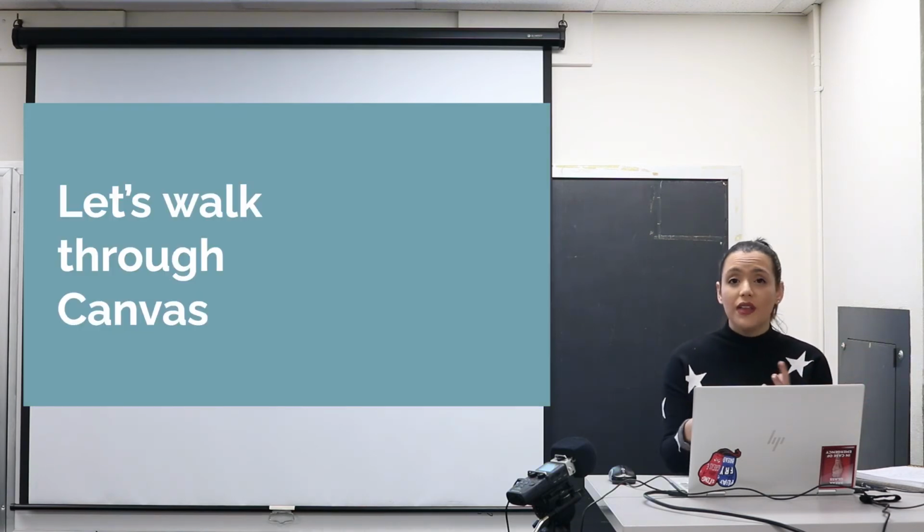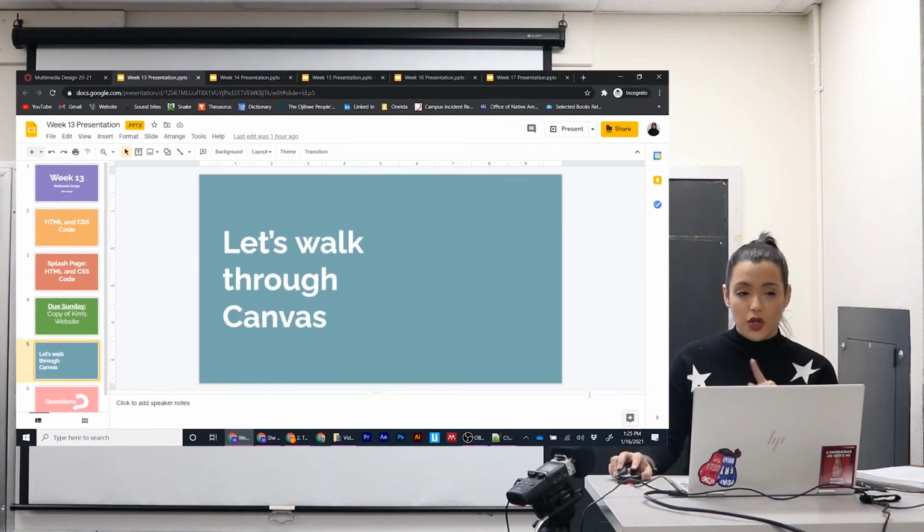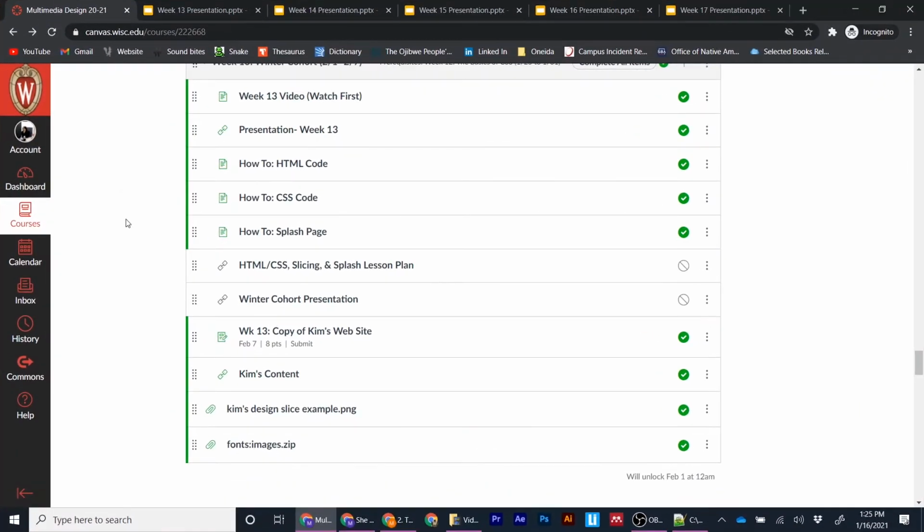Once you do all of that, you're going to be done for the week. But let's walk through Canvas to show you where everything is. You have your week 13 module video, which you're watching right now. You have the presentation. And then you have your 3 how-to videos: how to HTML code, how to CSS code, and how to splash page. Walk through all of them. They're going to be extremely helpful, and follow along with them. You'll need to have your Notepad++ open.